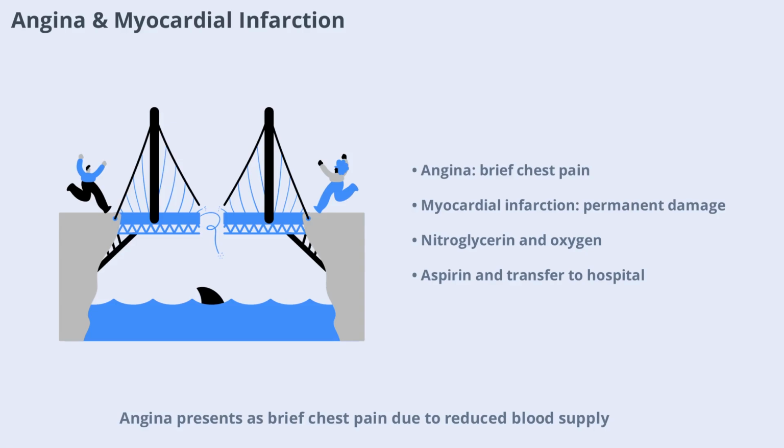Angina presents as brief chest pain due to reduced blood supply, often triggered by stress or exercise. Myocardial infarction is caused by a clot, leading to permanent heart damage and risk of arrhythmias or cardiac arrest. Symptoms include chest pain, heaviness, shortness of breath, and pain radiating to the arm, neck, or jaw.